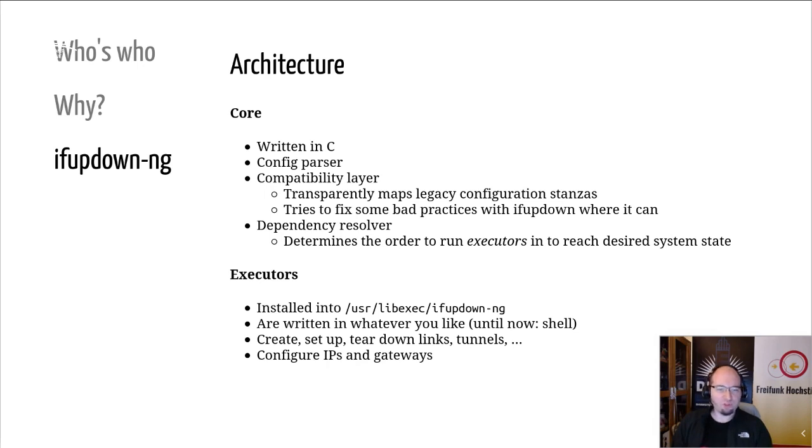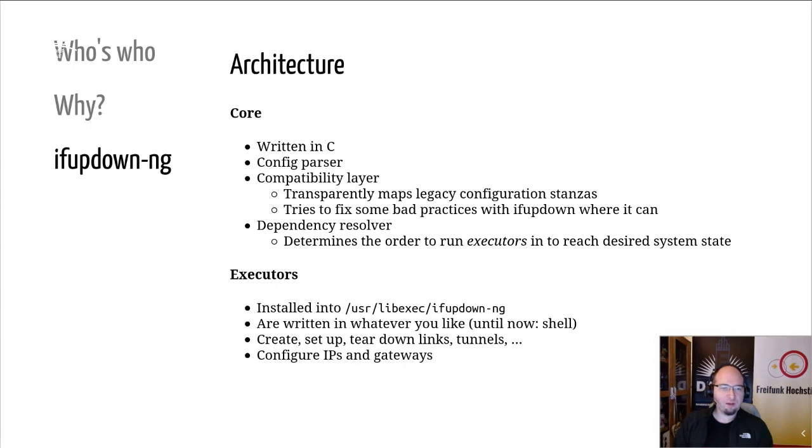And we introduced a compatibility layer to be compatible with older implementations like ifupdown-1 and 2, and transparently map some things we thought might be better done otherwise. And while we're at it, we try to fix some bad practices where we can. And all this happens transparently, while being compatible with the old stuff.